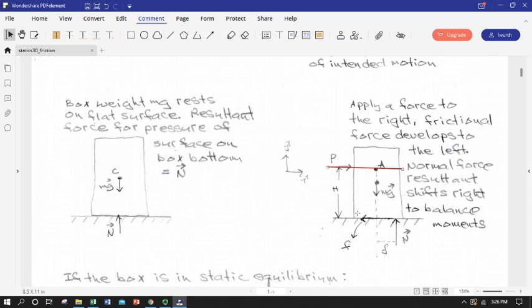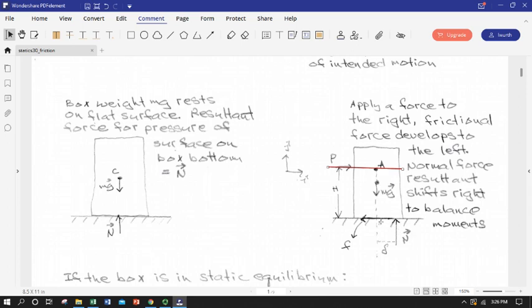Okay, we could write equations of equilibrium at this point, so we could say the sum of the forces in the x is P minus F if we've made our i hat direction to the right and our j hat direction positive upwards, and we could say that the weight of the box is again being opposed by our normal force. So that's a pretty simple sum of the forces in the y.